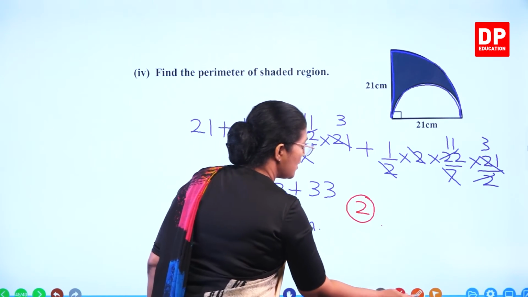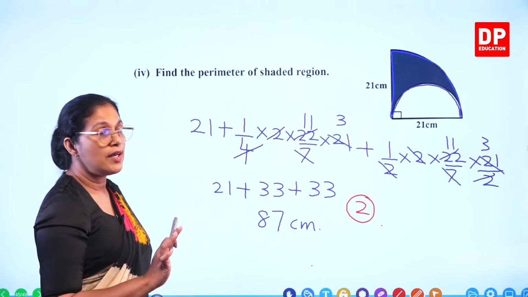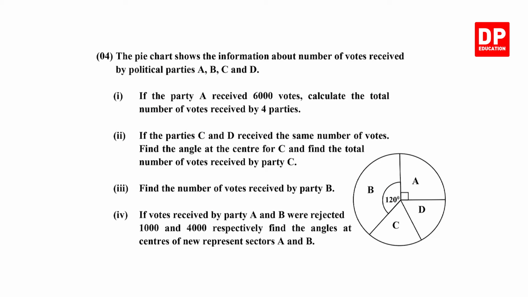So we have done this question as well and gave 10 marks. Let's take question number 4. It's about pie chart. So let's look at the pie chart and try to answer these questions.